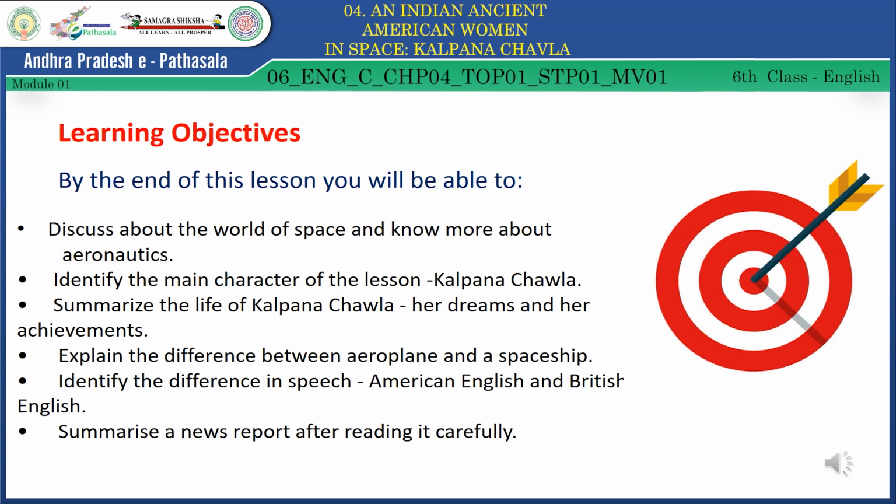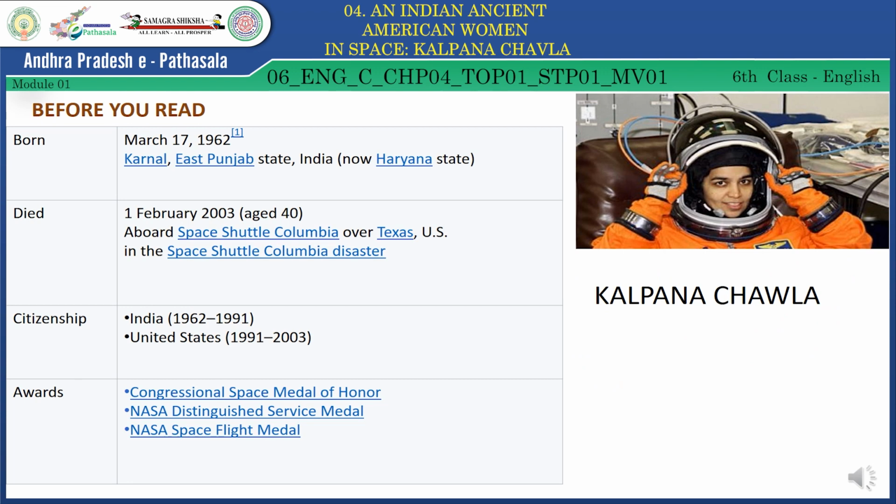Now, we will enter into the first part of the lesson. An Indian American woman in space, Kalpana Chawla, was born on 17th March 1962 in Haryana state. She was honored with many awards like the Congressional Space Medal of Honor, NASA Distinguished Service Medal, and NASA Space Flight Medal.